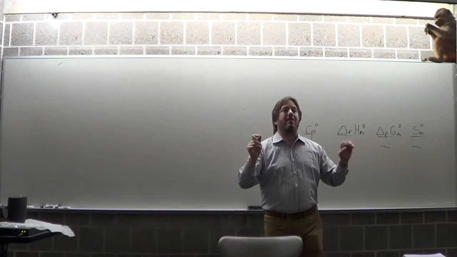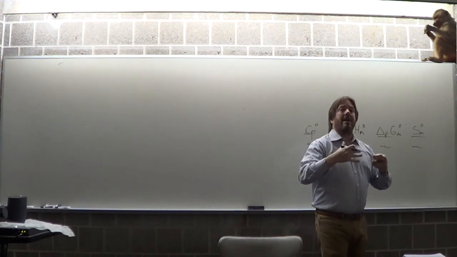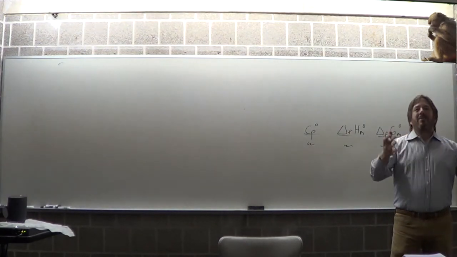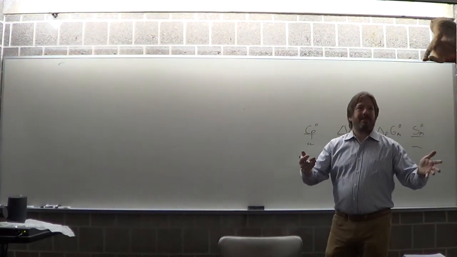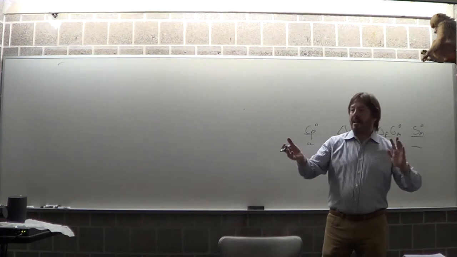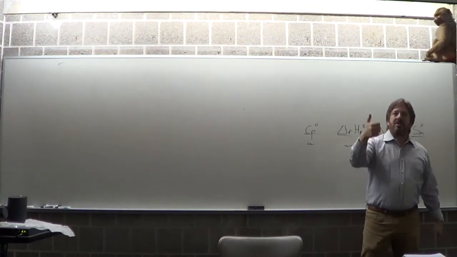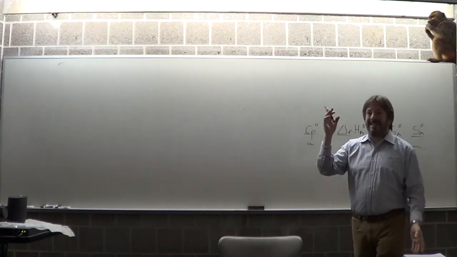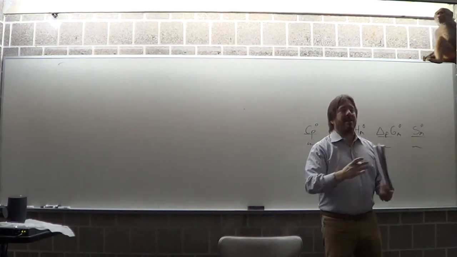If all A turns into B, then that would be the delta G of the reaction. That's what you would measure. How many reactions go to completion? Very few. Hydrogen, oxygen, light a match. Okay, that one will go to completion. TNT blowing up. Some of them go to completion, but a lot of them don't.